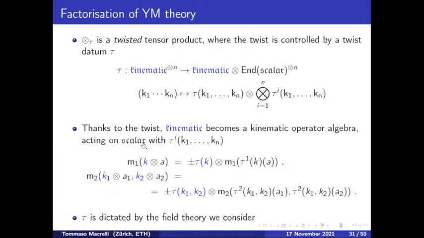And the expressions for the unary and binary products in terms of this twist datum are the last two equations of this slide. And the twist datum will be completely dictated by the field theory we consider. At this level it is something ad hoc that we introduce for Yang-Mills theory, but we will fix it once and for all here.